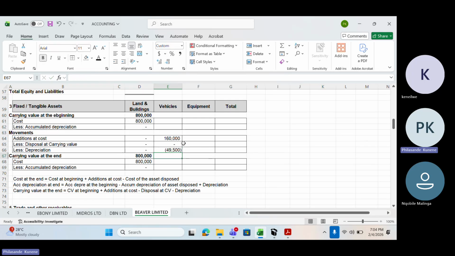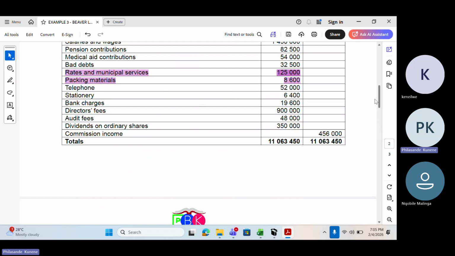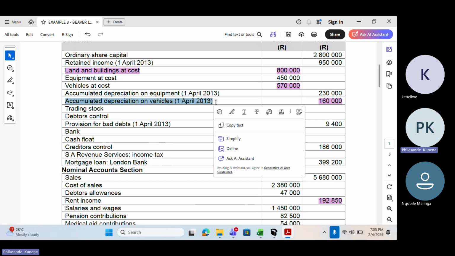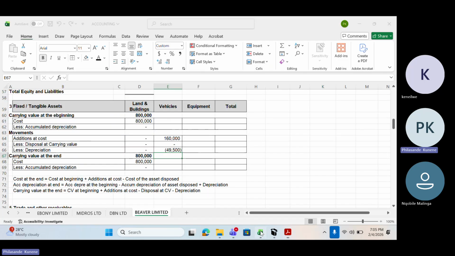Okay. And then now let's deal with the cost price. We do have the cost price here. They gave us even the accumulated depreciation at the beginning. They did give us for vehicles. We do have it here. Accumulated depreciation on 1 April 2013, 230,000. That is the accumulated depreciation. I'll say minus 230,000 rands because this is the accumulated depreciation at the beginning, right?